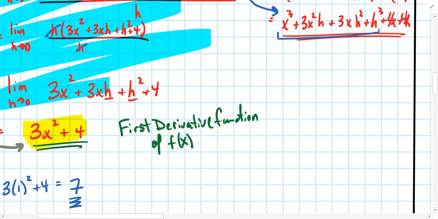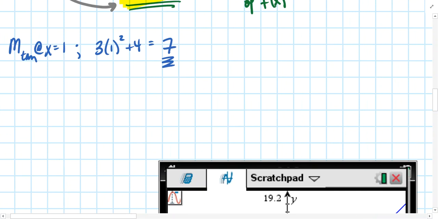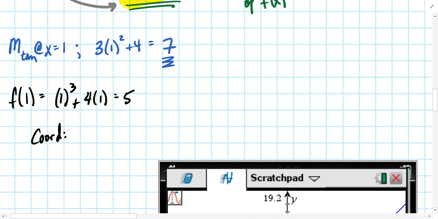We do need a y value to finish out this question, which we don't currently have. So I need to make a note here. The function, when evaluated at 1, was 1 cubed plus 4 times 1. That was our original function. So that's 1 plus 4, that equals 5. So the coordinate in this original problem that we're talking about is the coordinate 1, comma 5.